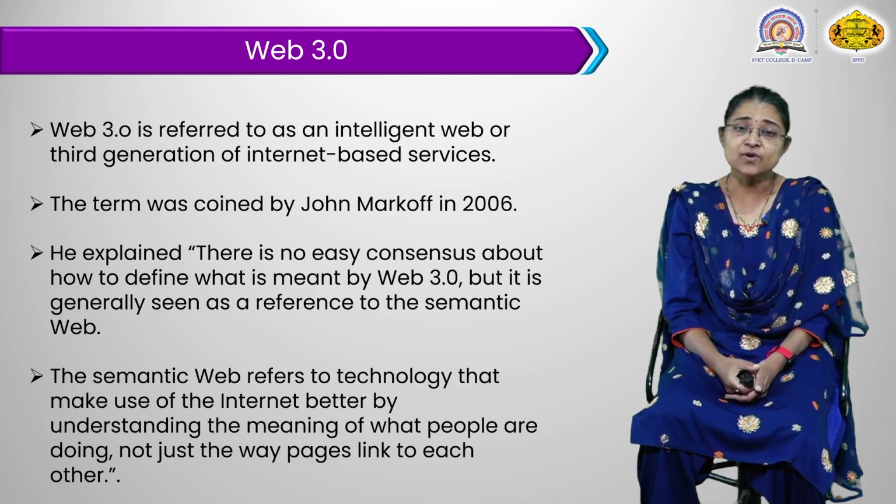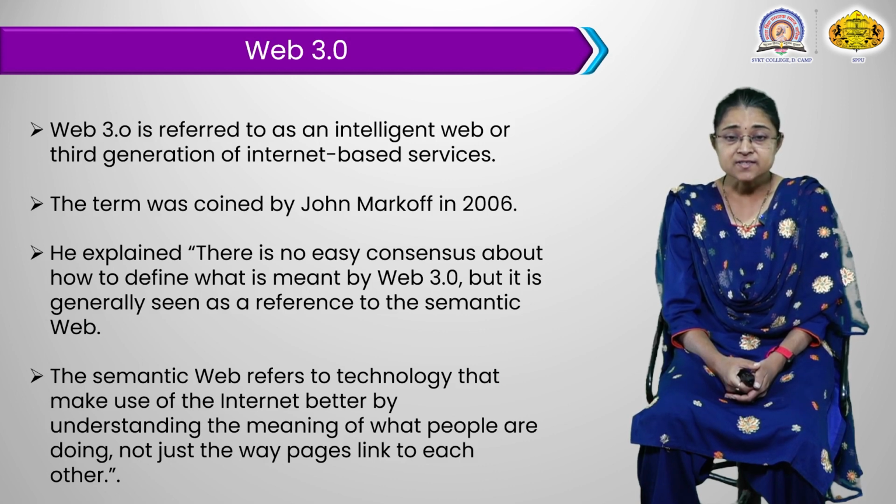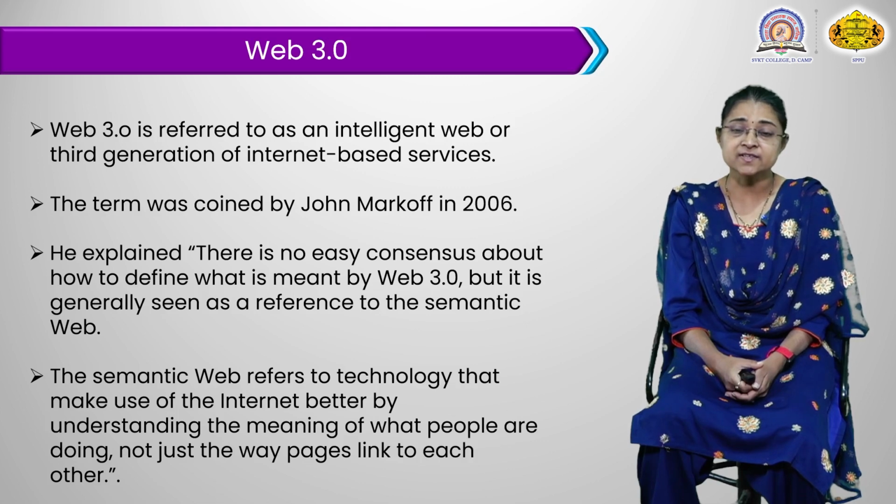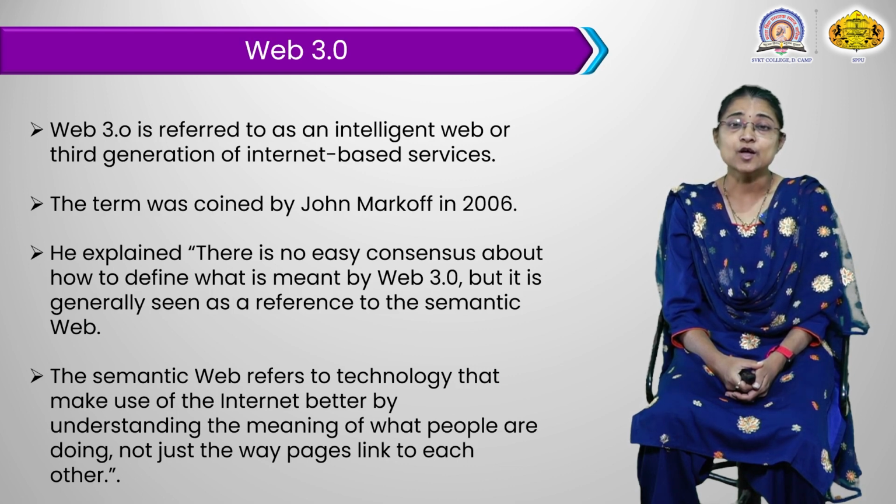So, Web 3.0 uses the semantic web technology for understanding the content and context of the people. The semantic web refers to the technology that makes use of the internet better by understanding the meaning of what people are doing, not just the way pages link to each other. In the earlier cases, the web pages were linked to each other using hyperlinks and we were accessing the same by clicking on the hyperlinks. But while using Web 3.0, the semantic web, the technology is able to interact with the people.